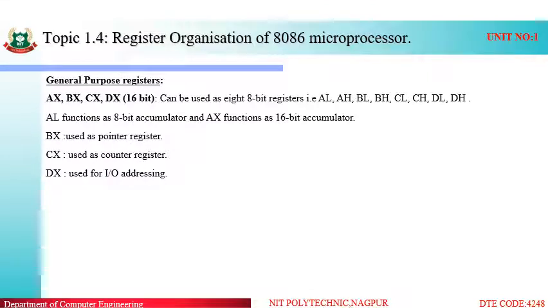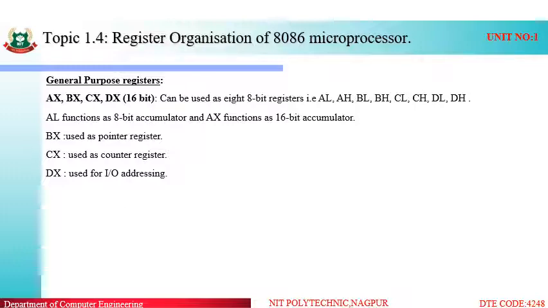So coming to general purpose registers. General purpose registers are 4: AX, BX, CX and DX. All are of 16 bits. They can be categorized into 8 bits as higher and lower. Higher will store higher order bits and lower will store lower order bits. Lower order bits means from 0 to 7. Higher order means from 8 to 15.